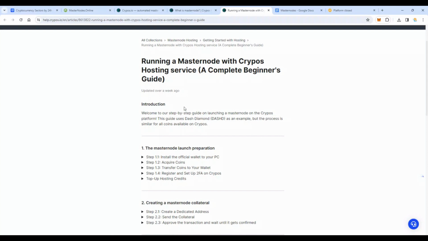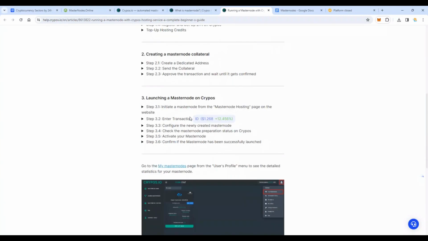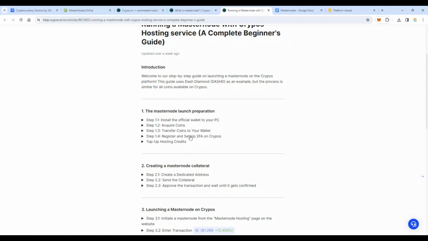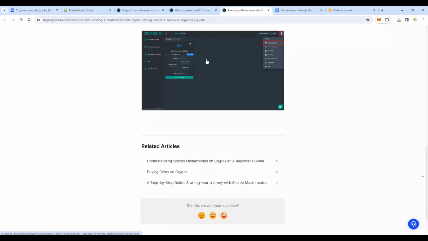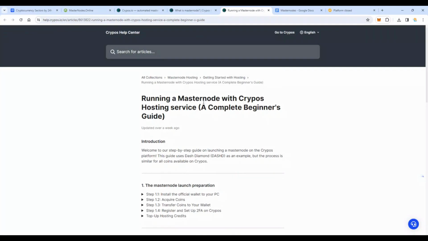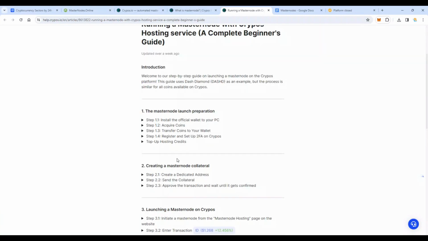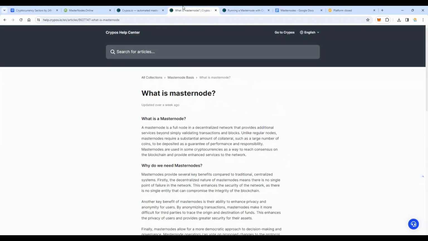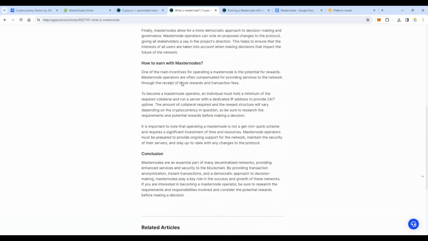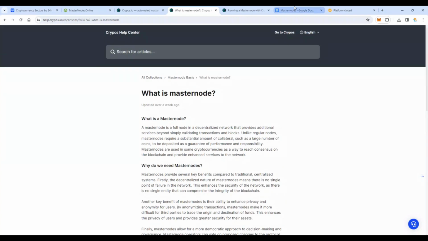There's an introduction: welcome to a step-by-step guide on launching a masternode on Cryptos platform. This guide uses Dash Diamond as an example, but the process is similar for all the coins available. So if you understand how this process works, you can always check it out. I'm going to share the links with you. You can always follow through this procedure if you probably missed something. Also, I saw they have an article on what masternodes are, and it's basically the same thing we are talking about here, but in a different language.